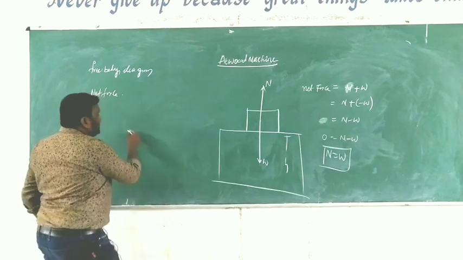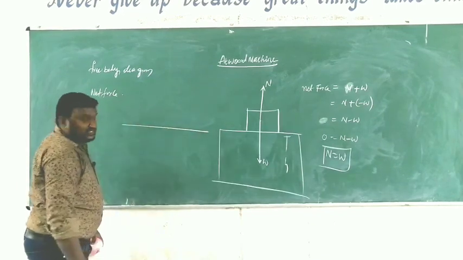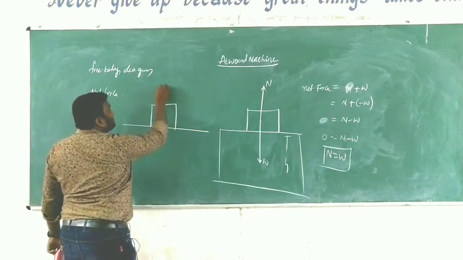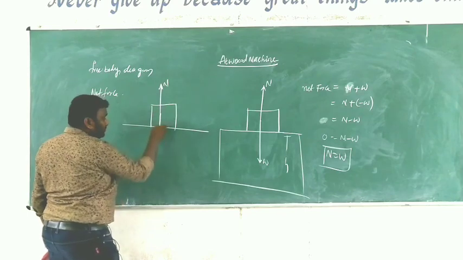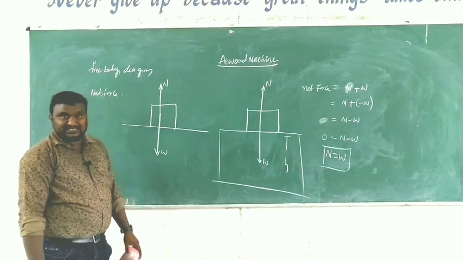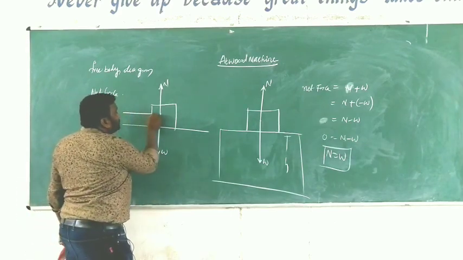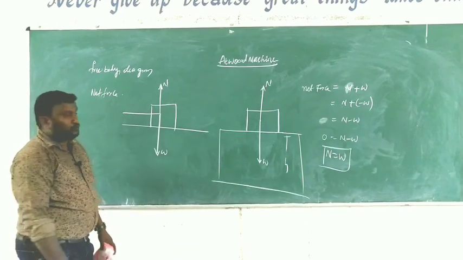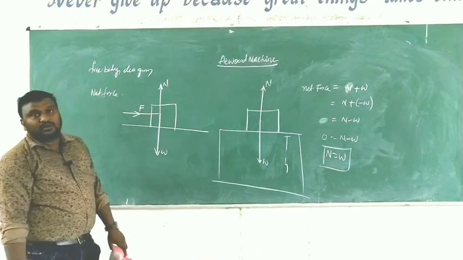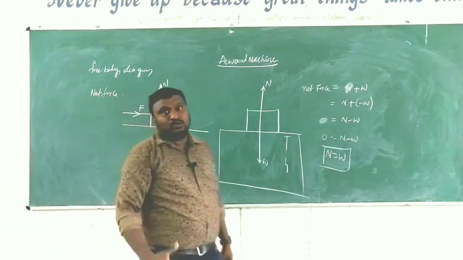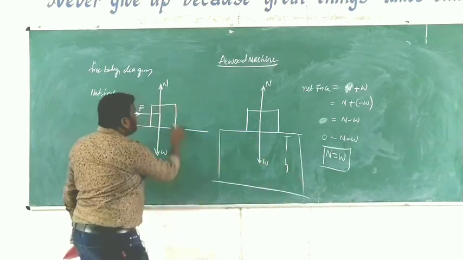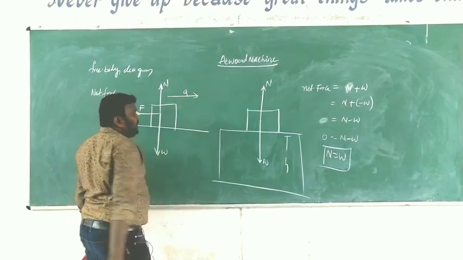Here now, this is the horizontal surface and this is the object. How many forces are there? Here N and this is W. Clear? After that, we are applying some force. That should be the applied force, capital F. When we applied some force, the object should be in motion. That's why it moves in this direction with some acceleration A.